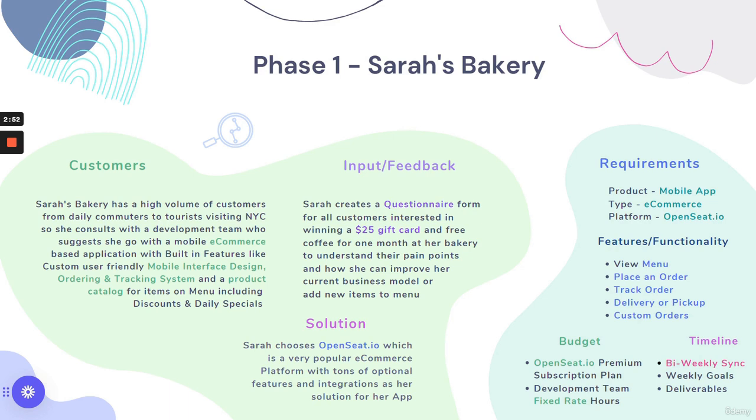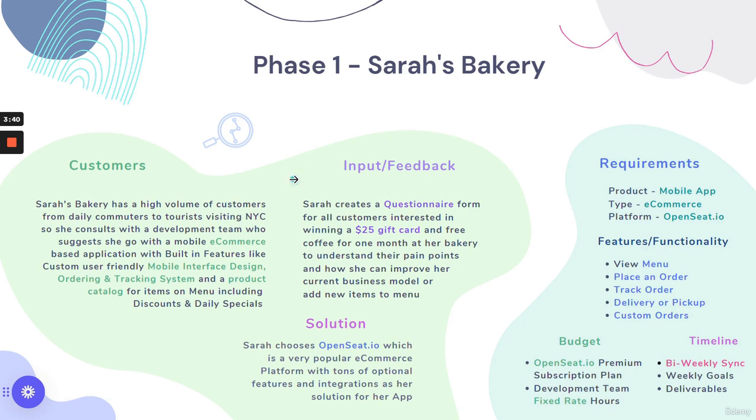Let's think about the profile of some of the customers that visit Sarah's Bakery on a regular basis. Sarah's Bakery has a high volume of customers, from daily commuters to tourists visiting NYC. So she consults with a development team who suggests that she go with a mobile e-commerce based application with built-in features like a custom user-friendly mobile interface design, ordering and tracking system, and a product catalog for items on the menu, including discounts and daily specials.